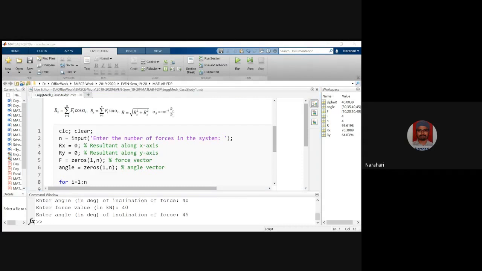So is this understood? Good enough? Any doubts?